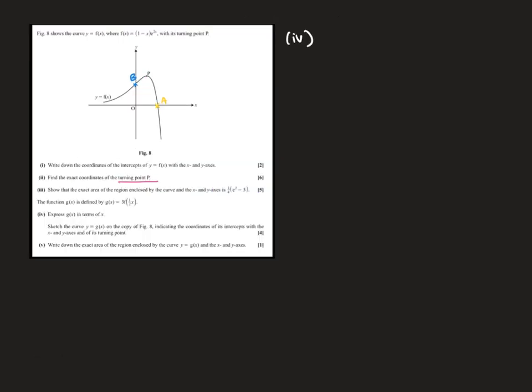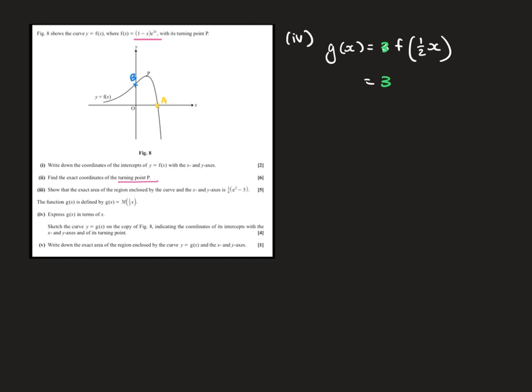So part 4, we're told that g of x is equal to 3f of a half x. Express g of x in terms of x. So that means we need to take f of x, which is this, and ensure that we transform it to 3f of a half x. So this 3 here is a multiplicative scale factor.